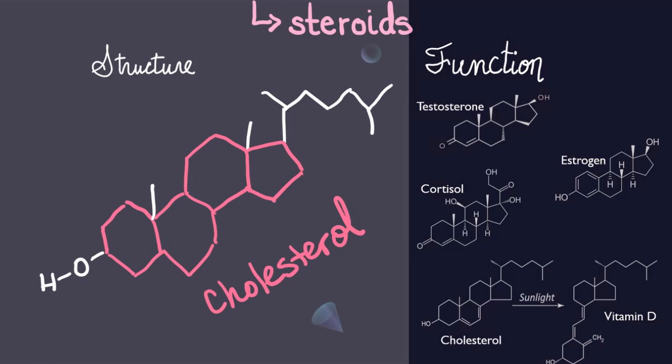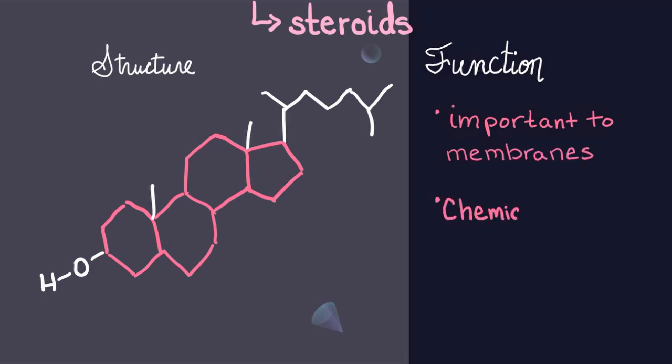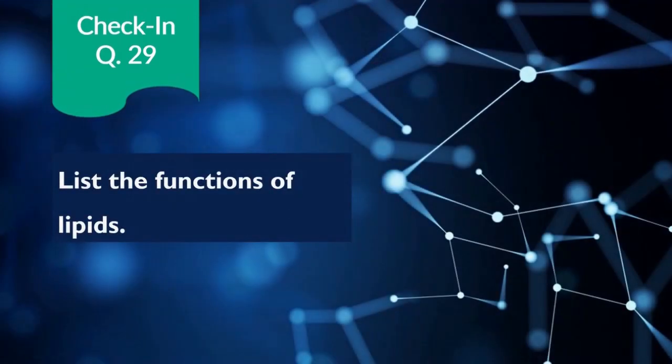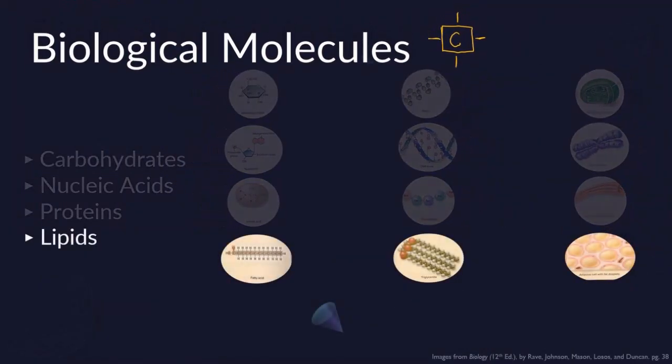While most hormones are proteins, some, such as estrogen and testosterone, are lipids, specifically steroids. So in short, the function of steroids are that they play an important role in membranes, and they are involved in chemical signaling. So that's steroids. Let's dive into your final check-ins. Check-in number 29, list the functions of lipids. And check-in number 30, what do all lipids have in common? And that concludes our discussion on lipids. Awesome work!